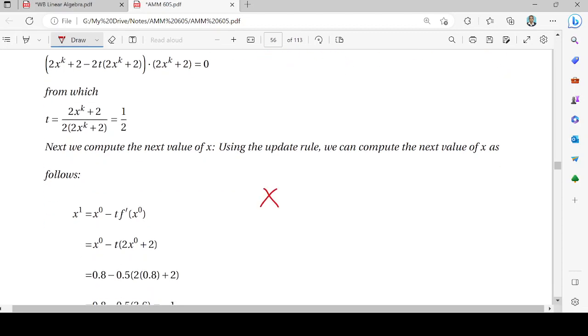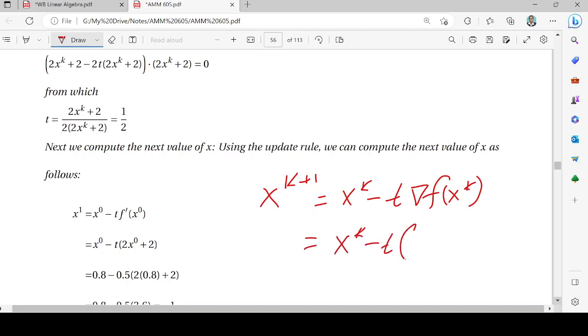Our iterative procedure was x_{k+1} = x_k − t·f'(x_k), which we had obtained as x_k − t(2x_k + 2). Then k starts from 0, 1, 2 and so on. So when k is 0, we get x_1 = x_0 − t(2x_0 + 2).